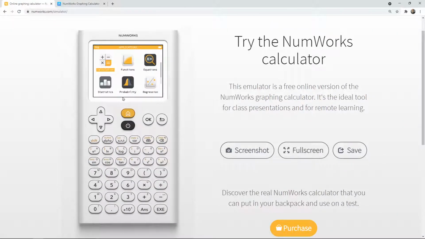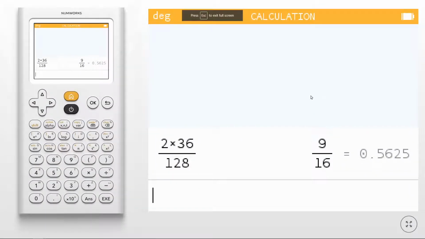So right now we want to do some calculations, so I'm going to hit OK, and I can do 2 times 36 divided by 128, for example. You can hit EXE here, or you can hit OK, and it gives you both the fraction and the decimal representation of the answer. By the way, you can go to full screen as well, maybe this will be easier for you to see what I'm doing, so I'll do that right now.